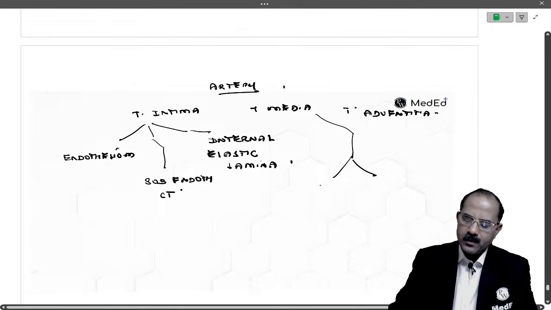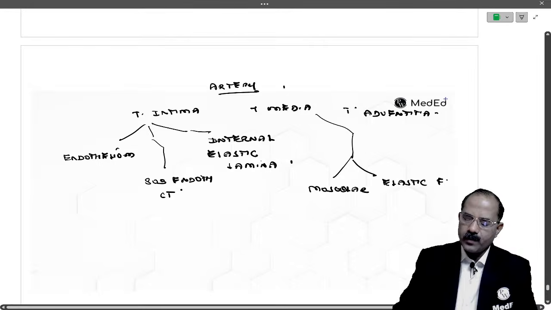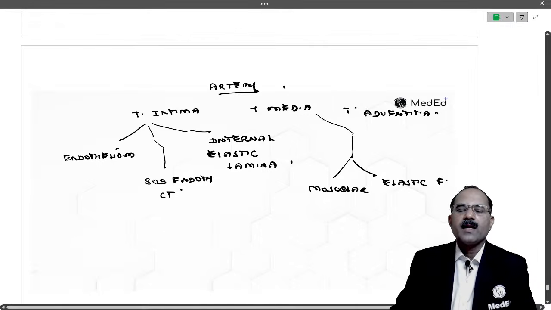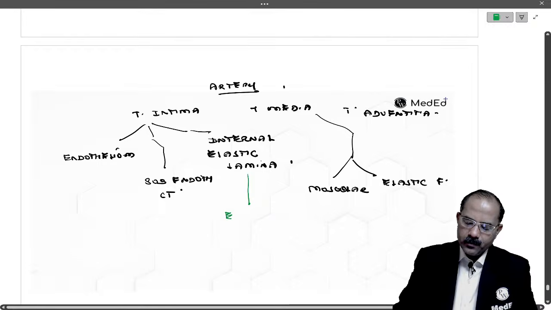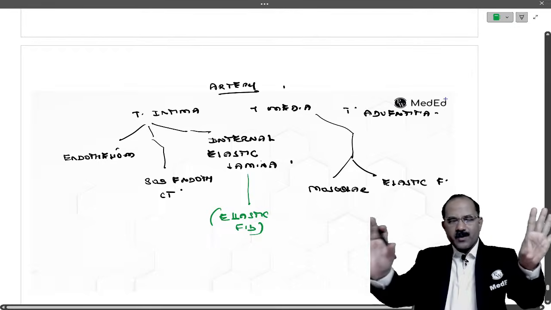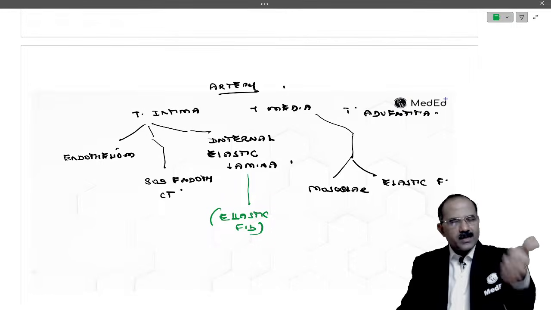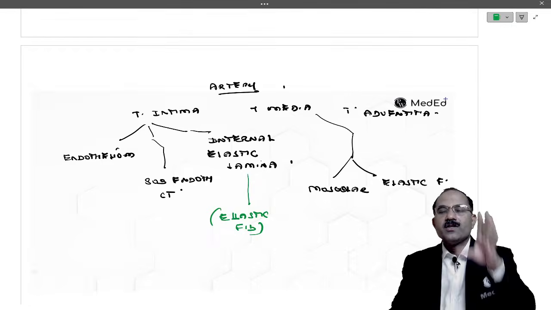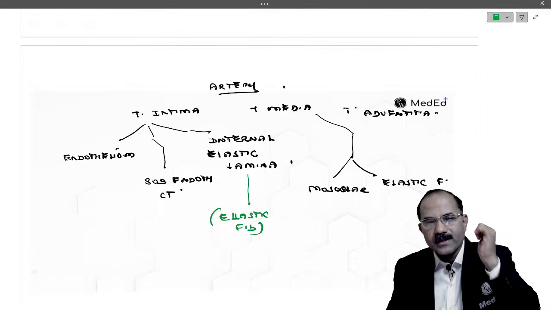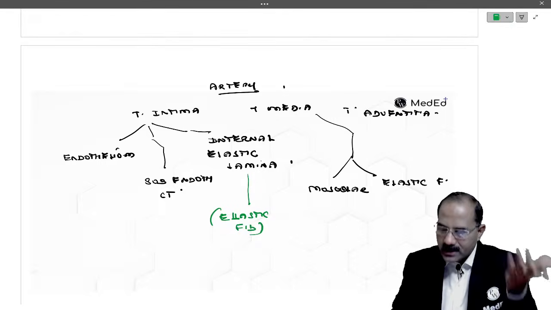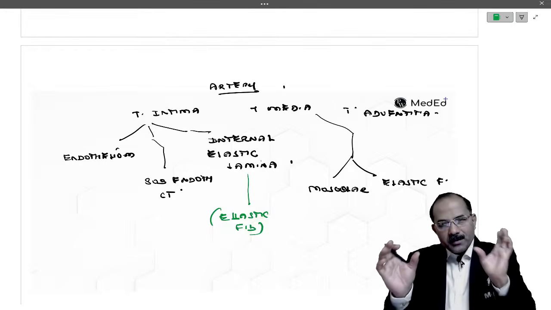Tunica media will contain muscular fibers or elastic fibers. Okay, internal elastic lamina is made up of what? Internal elastic lamina is made up of elastic fibers. First, if a slide of blood vessel comes, the examiner is going to ask you what are the layers of the blood vessel. So you say tunica intima, tunica media, tunica adventitia, right? Tunica intima is made up of endothelium, the subendothelial connective tissue, and internal elastic lamina, which is itself made up of elastic fibers. Tunica media.